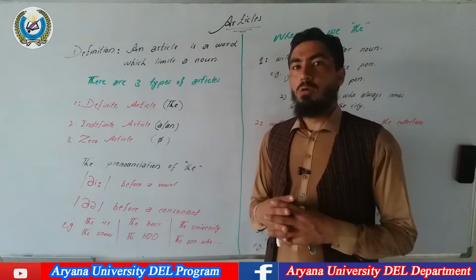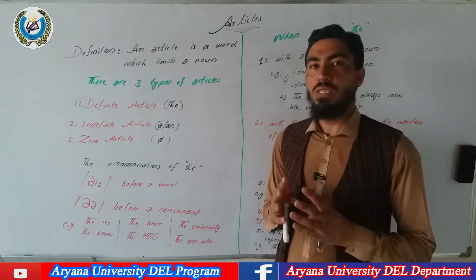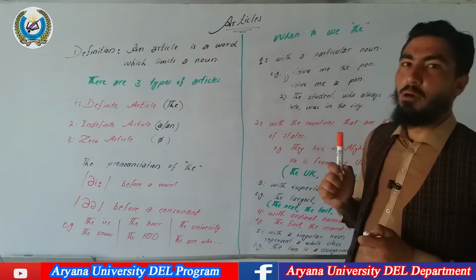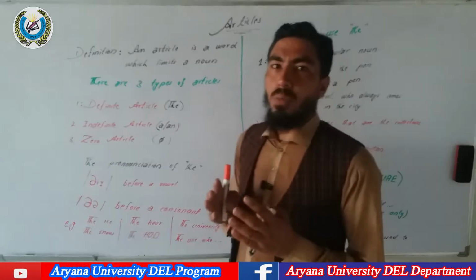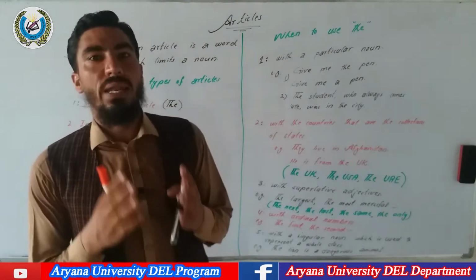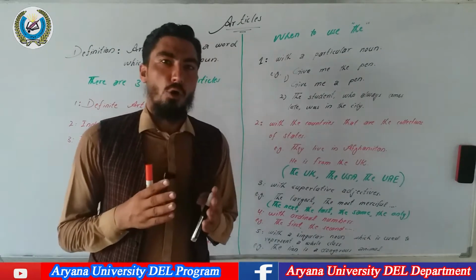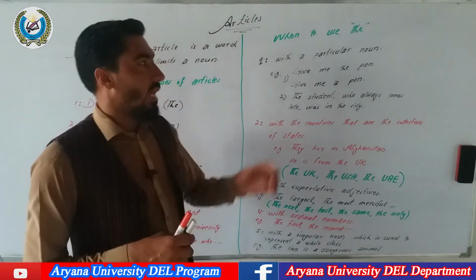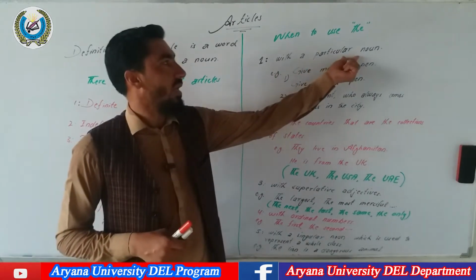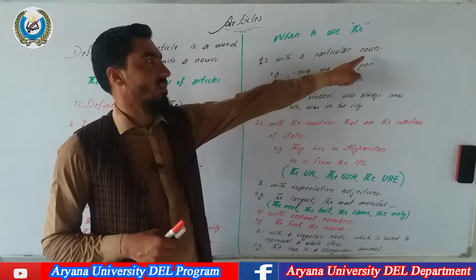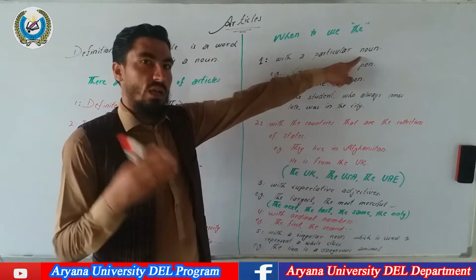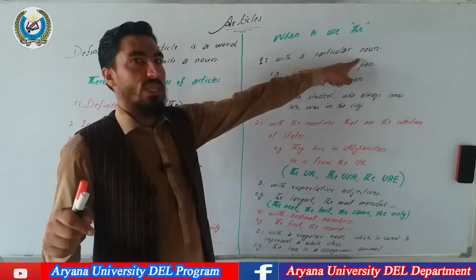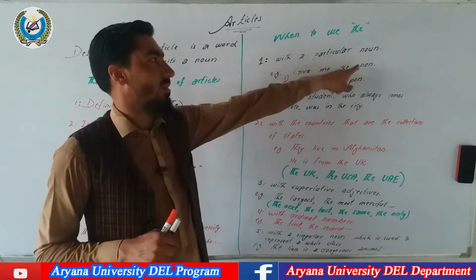Now let's talk about the situations where to use the definite article the. Number one, with a particular noun. As I said, a definite article is used before a noun that is known or definite to the listener or reader. So in the first case, with a particular noun means the noun that is clear and known to the listener or reader. So in that time we should use the definite article the.